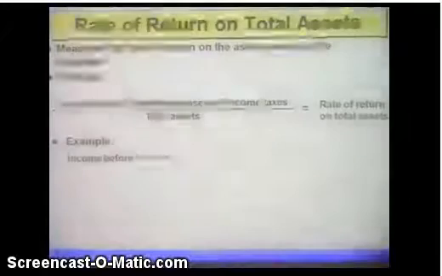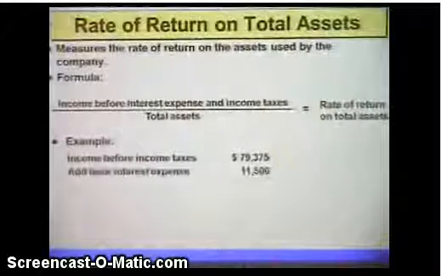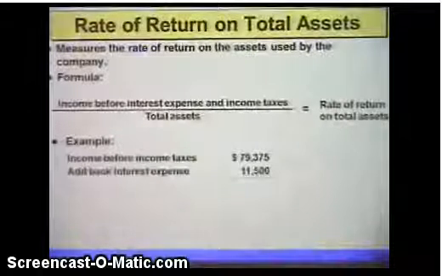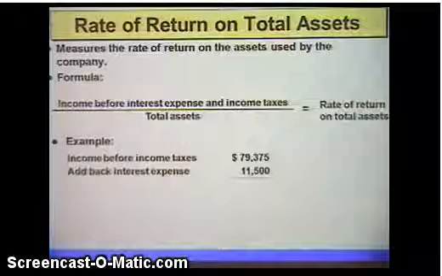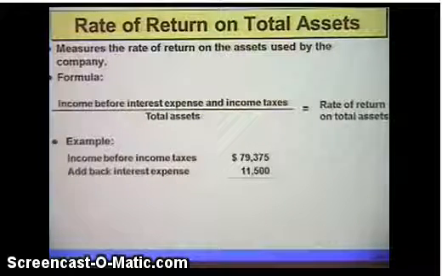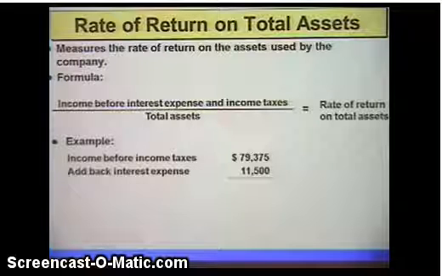Rate of return on total assets, okay. Income before interest and income taxes divided by your total assets gives you your rate of return ratio. If your income, and then add back interest expense, because it is another expense, right? It's not part of the regular operating expenses, so you add it back. It shows up on the income statement at the bottom.